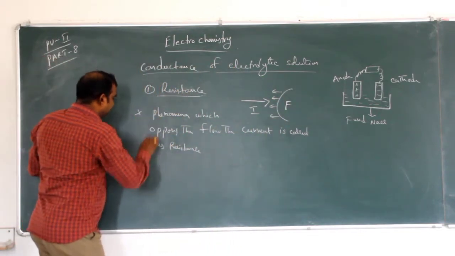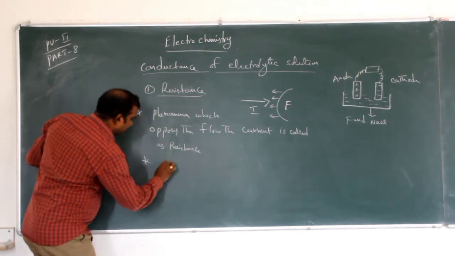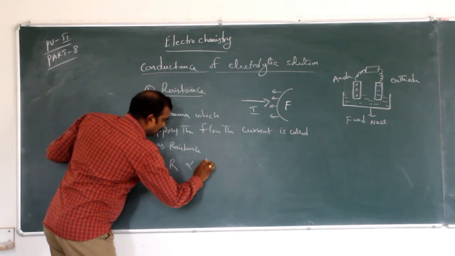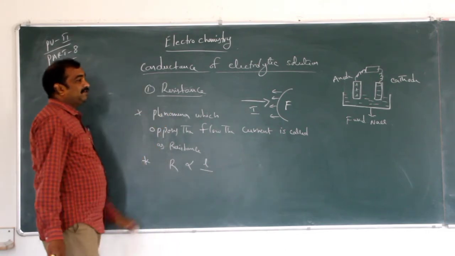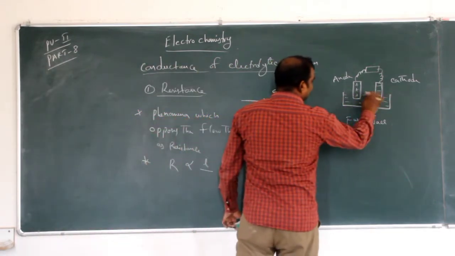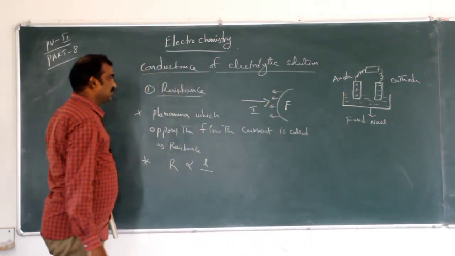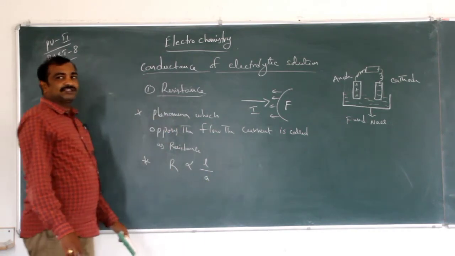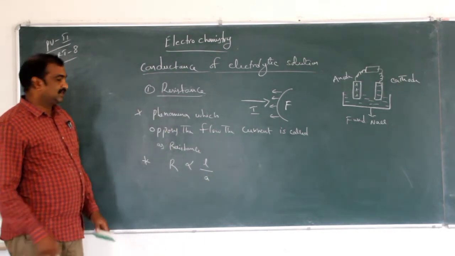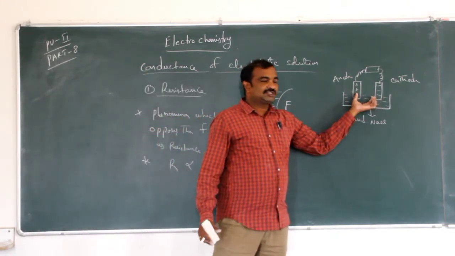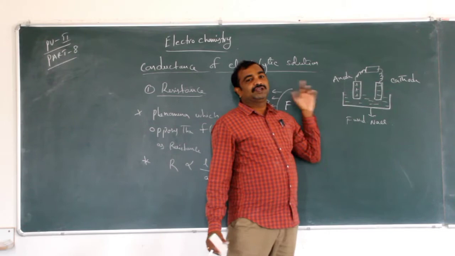Resistance. This is the definition. And second point, resistance is directly proportional to length between the two electrodes, and inversely proportional to area of cross section. See here, it is directly proportional to length between the two electrodes and inversely proportional to area of cross section.